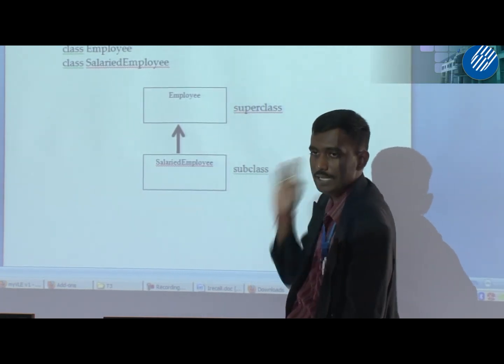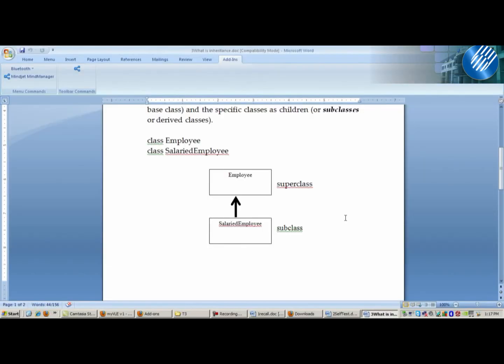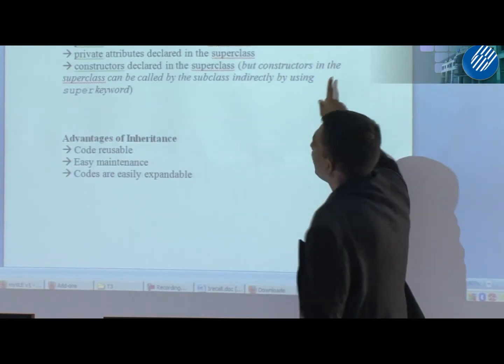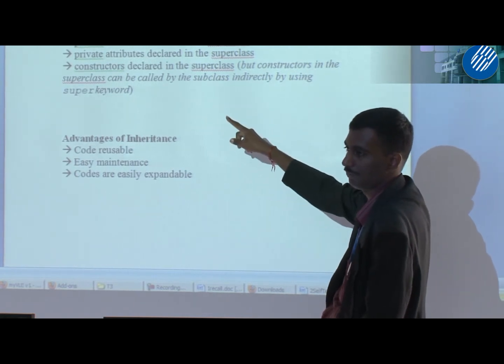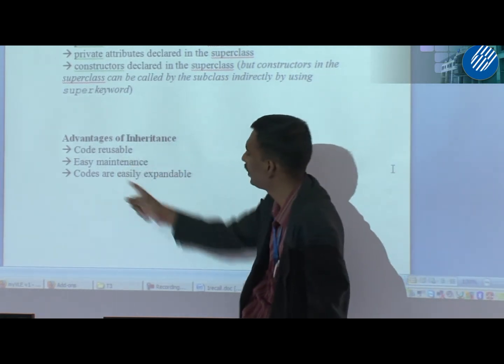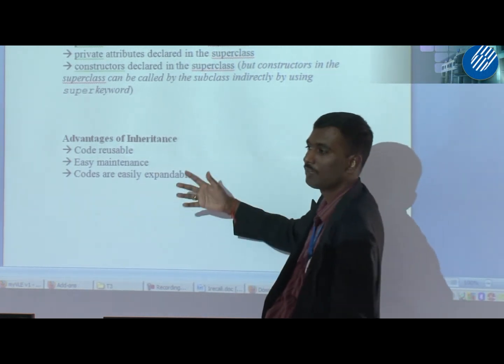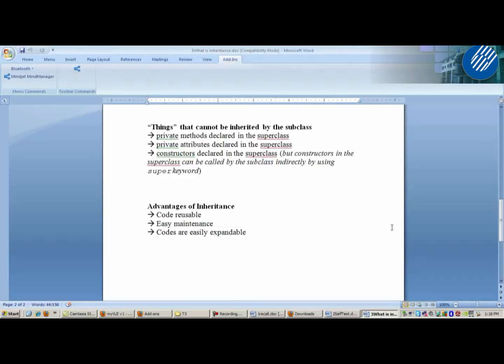But at the same time, you also discover that even though subclass can make use whatever available in the superclass, there are three things that cannot be used by subclass, which are private methods, private attributes, and constructor. But I put an escape clause here. I said, but constructors can be called by the subclass indirectly by using super keyword. Okay, and finally, this is basically for your knowledge, the advantages of inheritance, so that you appreciate why we have inheritance in Java. Okay, now let us move to the question that we're going to discuss today.